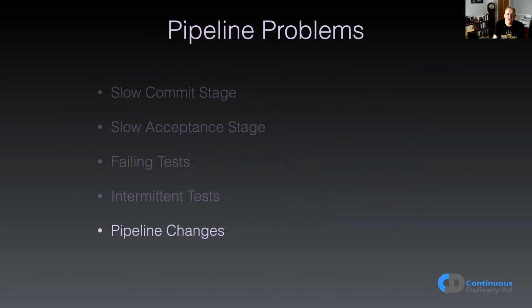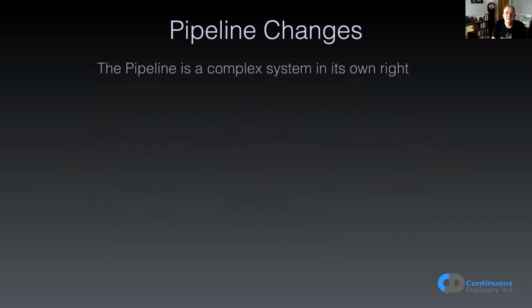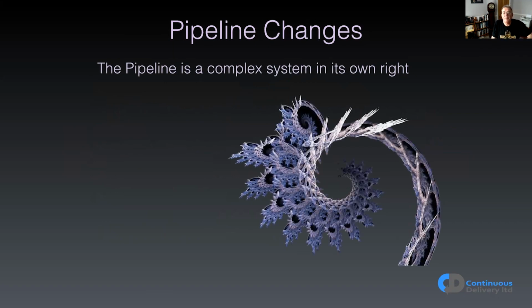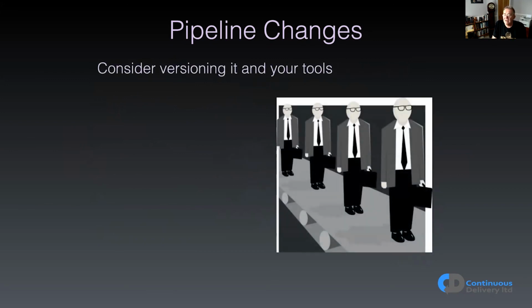The last of my categories of problem are pipeline changes themselves. The deployment pipeline is a strategic resource. It's our route to production. Consider, if you're in a large organization, maybe start thinking about service level agreements for your pipeline, maybe even redundancy, clustering, highly available systems, and those kinds of ideas to keep the pipeline going. The pipeline is a complex system in its own right. So we want to apply the same kinds of techniques that we would for any other system.